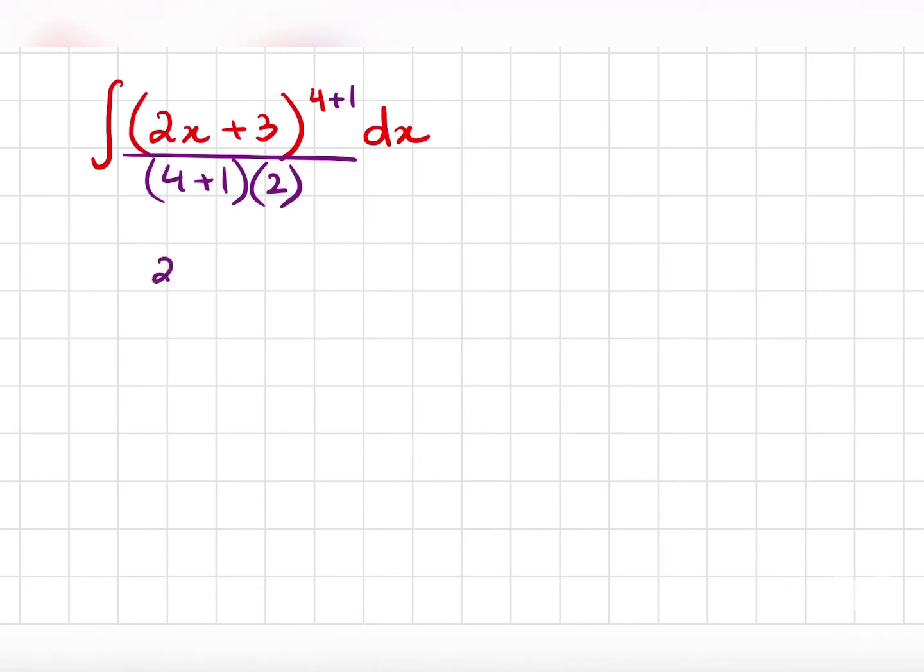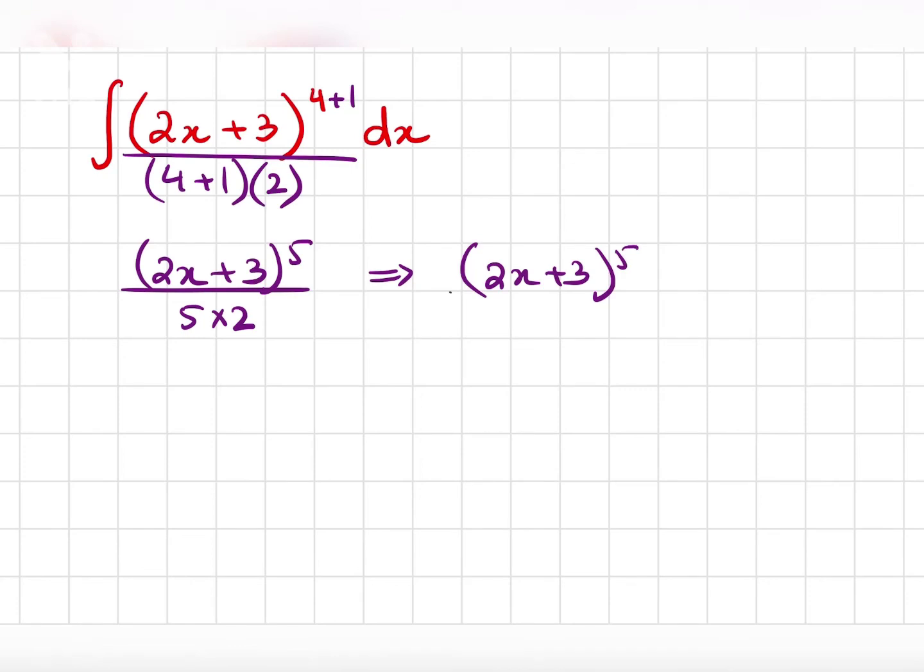So this will be (2x + 3)^5 divided by 5 times 2, and this can simplify to (2x + 3)^5 divided by 10 plus c. Okay, this is your answer. Let's do some more of this.